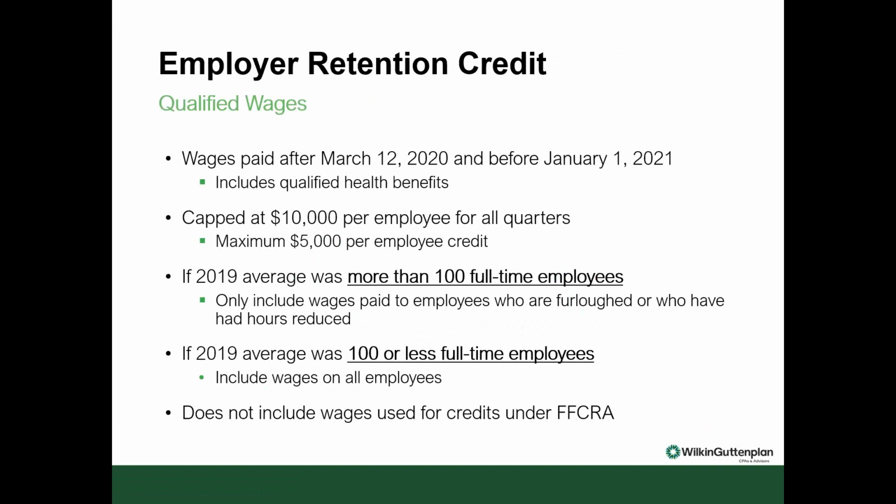What wages do you include? That really depends on whether or not you have more than 100 full-time employees or less than 100 full-time employees. And you're looking back at 2019. So if you had in 2019 more than 100 full-time employees, for purposes of computing this employer retention credit, you only include wages paid to employees who you furloughed or who have had their hours reduced. If you had less than 100 full-time employees, you can include all of your wages. And while you are eligible for both the FFCRA credit and the employer retention credit, you cannot claim the credit for the same wages.